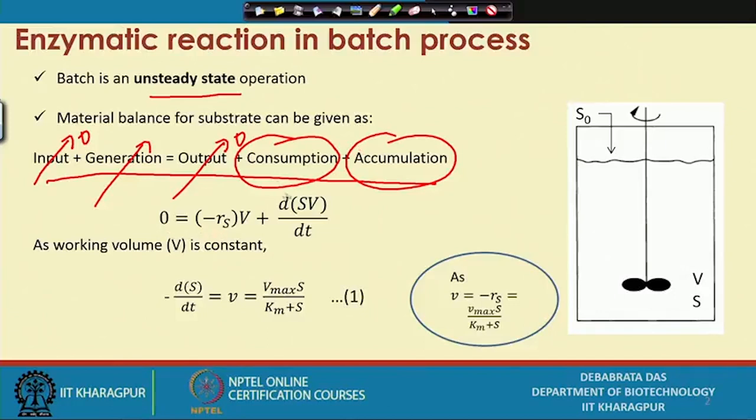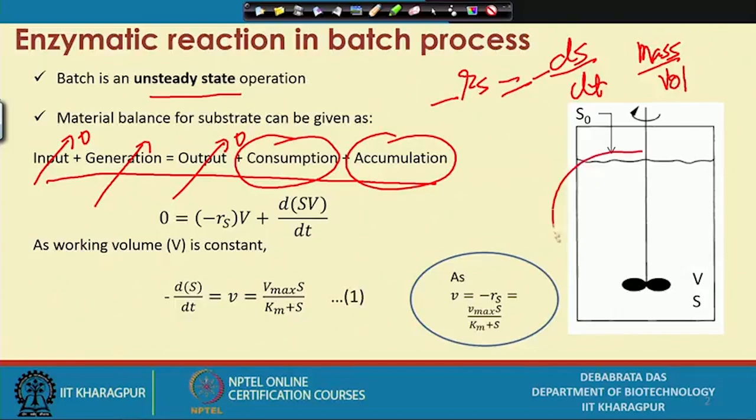What is the consumption? The rate of consumption of substrate, we can write as minus Rs into V. Why minus Rs into V? I explained before also. Minus Rs is equal to what? Equal to minus dS by dt. Am I right? So what is dS? dS is the concentration. What is the concentration? This is mass per unit volume.